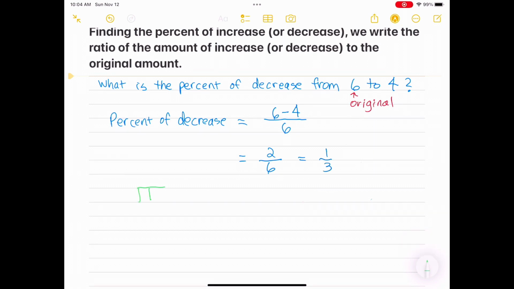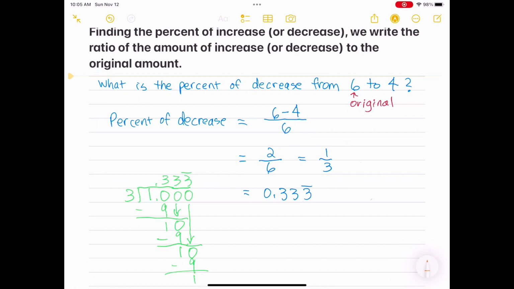1/3 is a division problem, 1 divided by 3, and we will do that division problem on the side. And we see that it is 0.333 with a repeating 3. So we go back to our main problem and write that 1/3 equals 0.333 with a repeat sign over the 3. And now we convert that decimal into a percent.